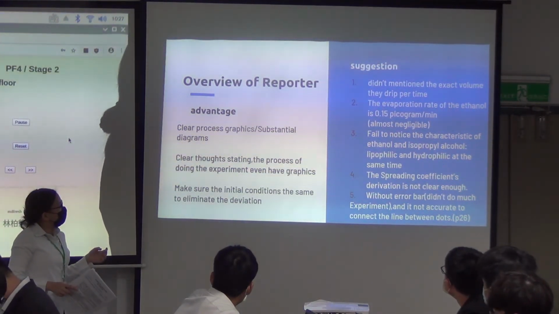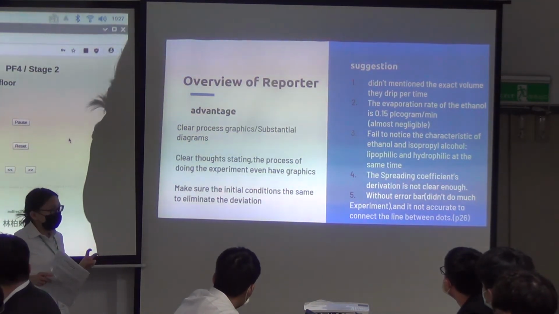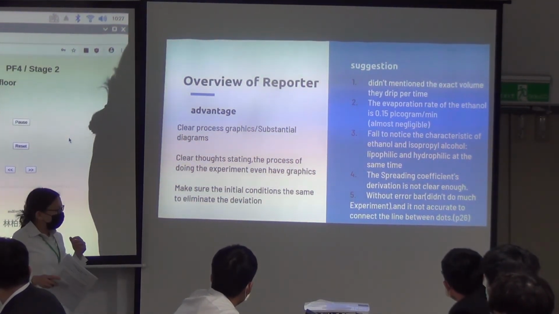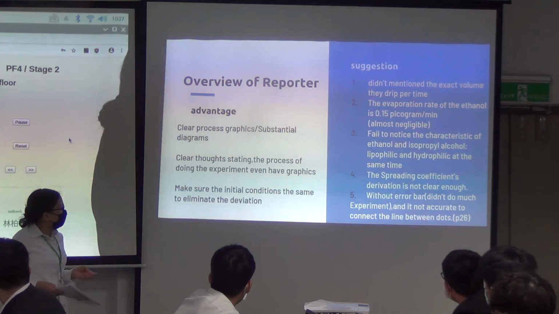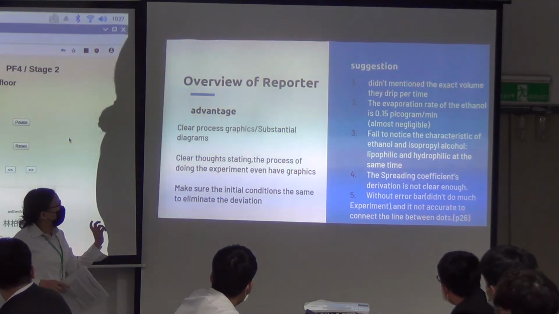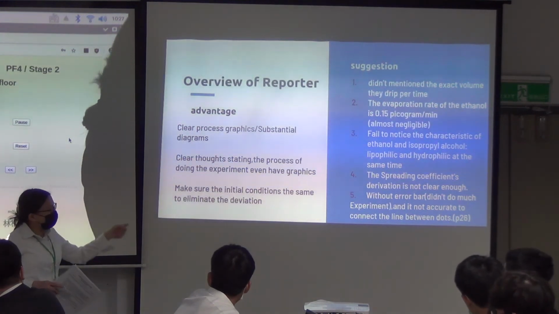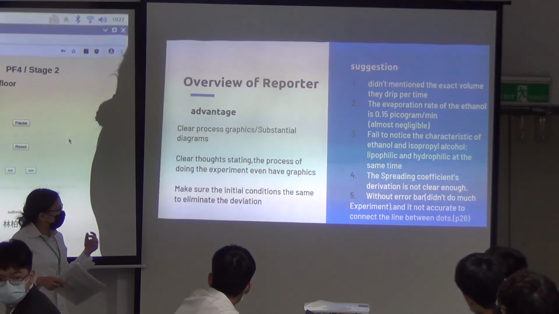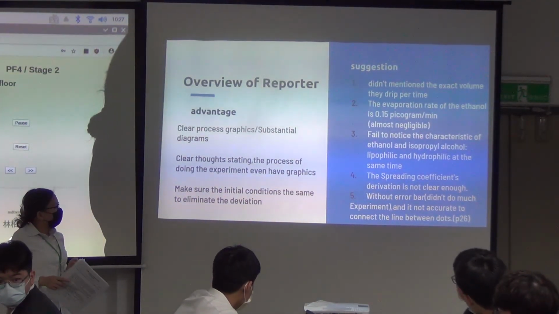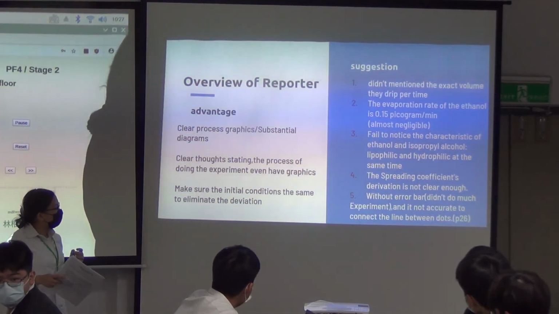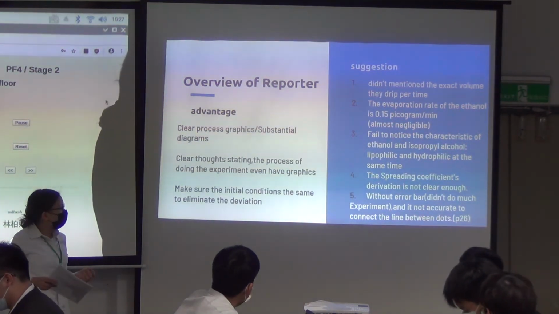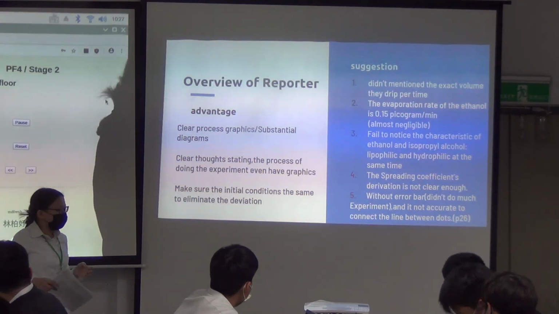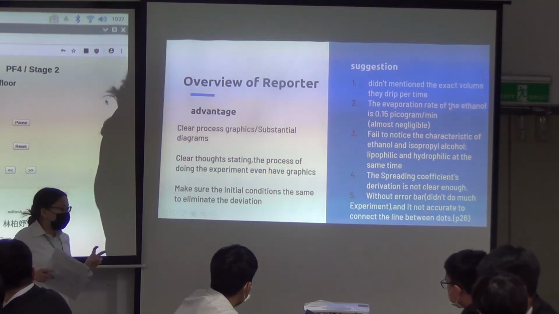The first one is that she didn't mention the exact volume they dropped each time. The second one is that the evaporation rate of ethanol and isopropyl alcohol is relatively small. And the third one, due to number 2, we didn't think that evaporation is an important parameter in this experiment. And the third one is that she failed to notice the characteristic of ethanol and isopropyl alcohol, because both of them are lipophilic and hydrophilic at the same time, which is related to the problem statement.